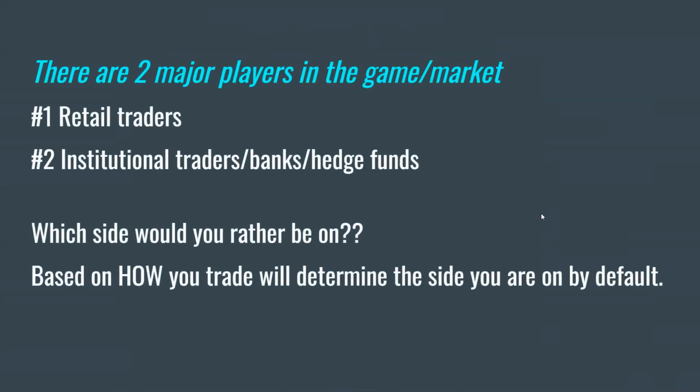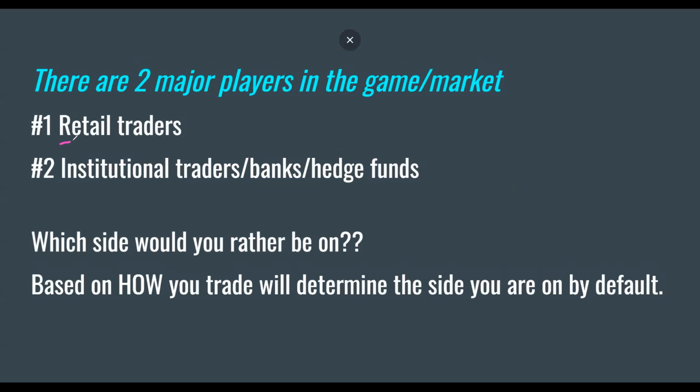All right. So there are 2 major players in the game. Number 1, the retail traders. Number 2, institutional traders, the banks, the hedge funds. All right. That's it. It's really that simple. There's the 99%, which is the retail traders, okay, that think they know how to trade the market. And then there's the institutional traders who really know how to trade the market and actually move the market and are trying to take all the money from number 1.